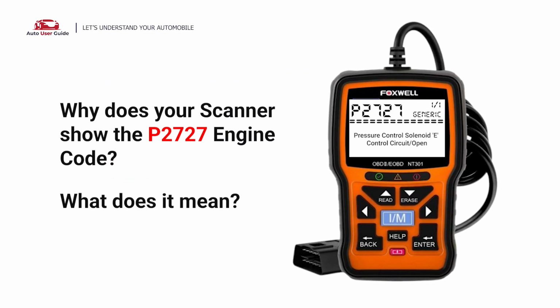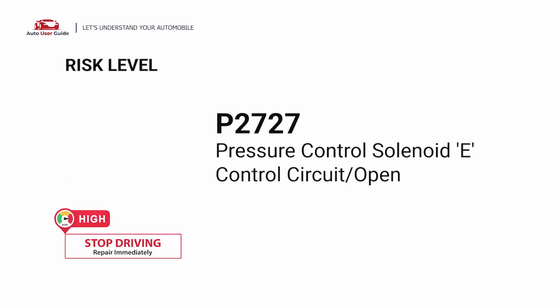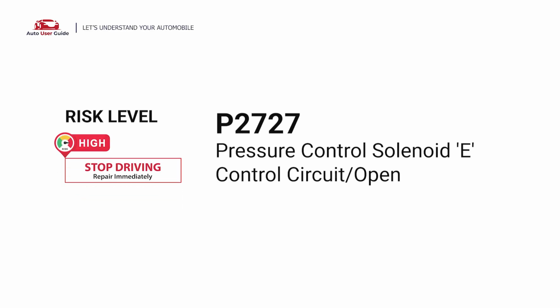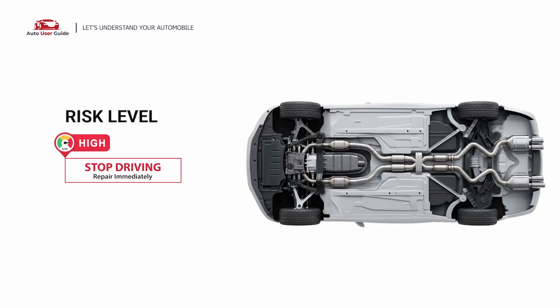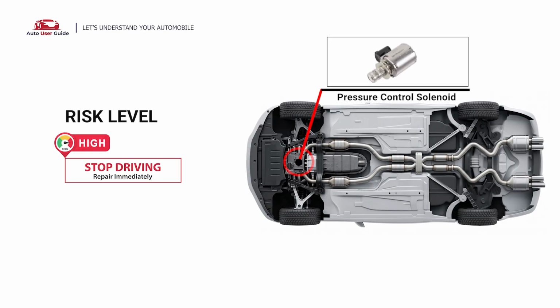Why does your scanner show the P2727 engine code? And what does it mean? P2727 is a diagnostic trouble code for a Pressure Control Solenoid E control circuit, or open. This error code indicates an electrical break or malfunction in the transmission's hydraulic pressure regulation system. Under these circumstances, stop driving and repair your vehicle immediately.